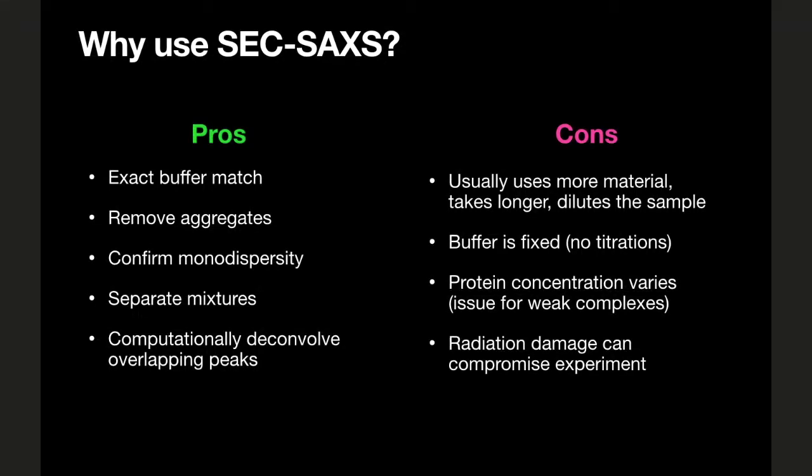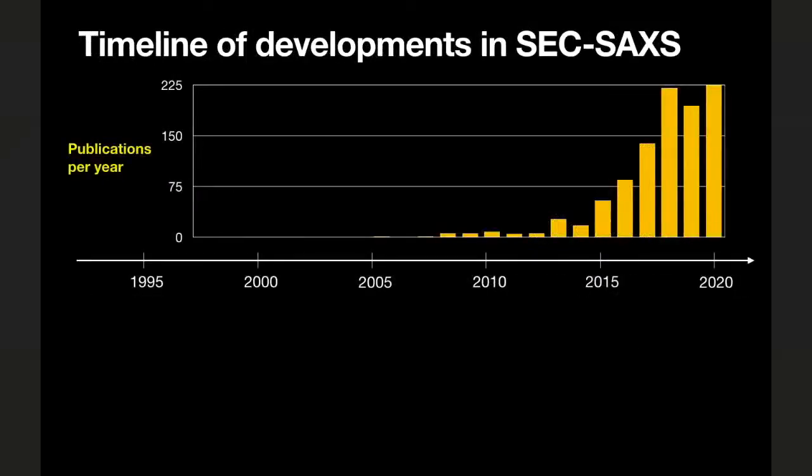And then the other issue with SEC is that as your peak is eluting, the protein concentration is changing. And so if you have an oligomer that has a weak binding constant, then that oligomer could fall apart. And then the other issue is radiation damage can be an issue because you've got the beam on constantly during the experiment. Okay, so here's just a timeline. This is showing the number of publications per year according to a Google Scholar search.